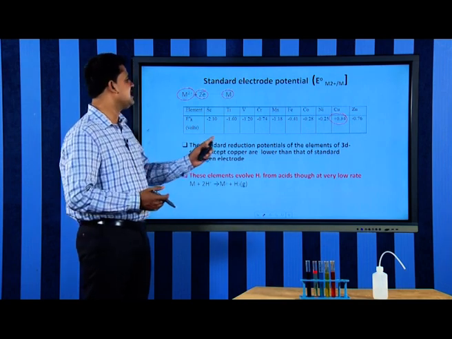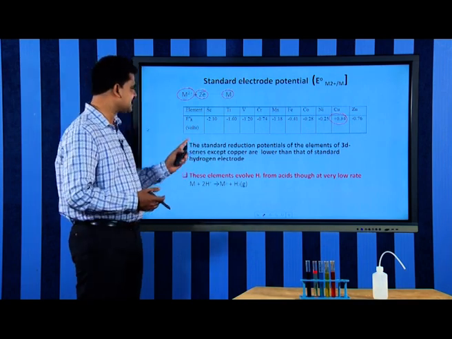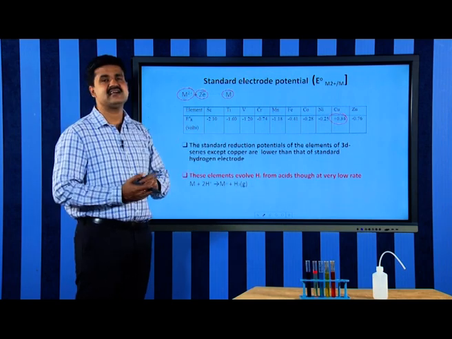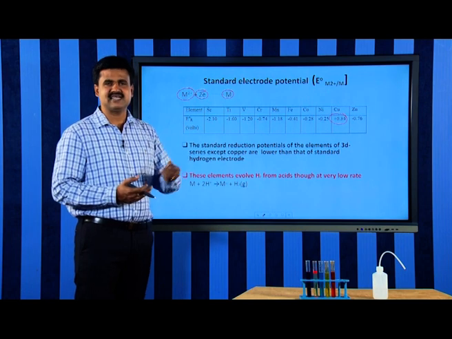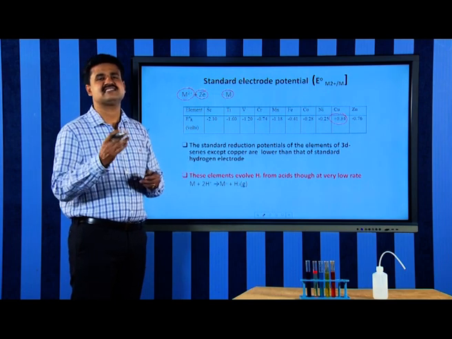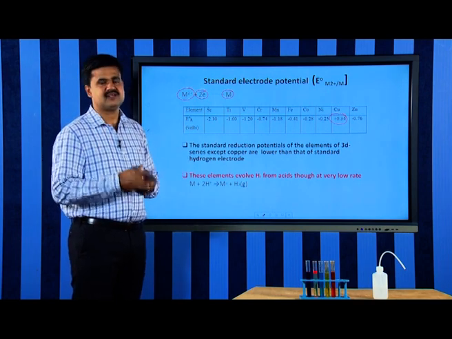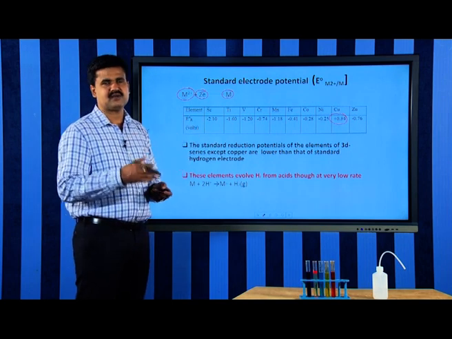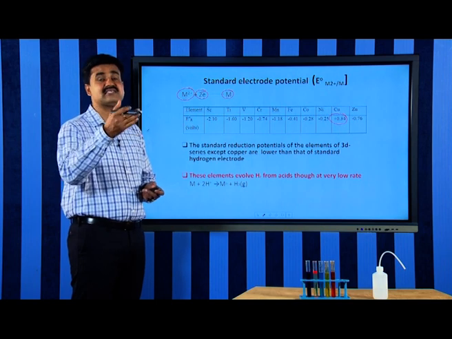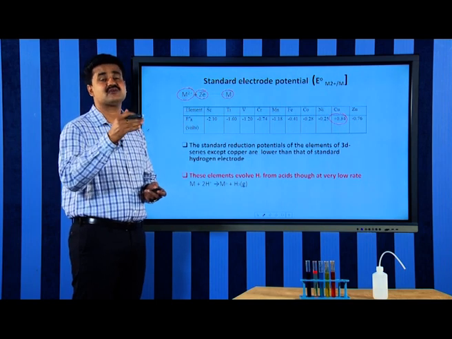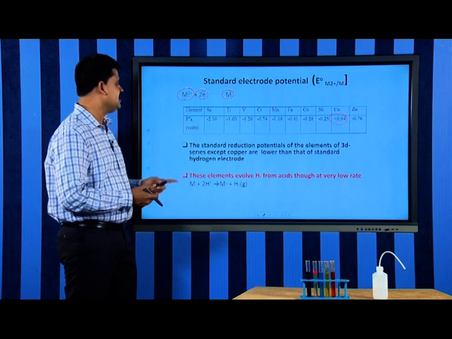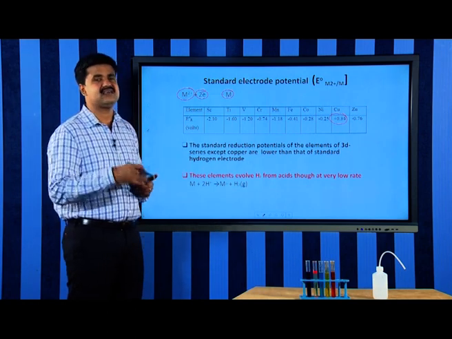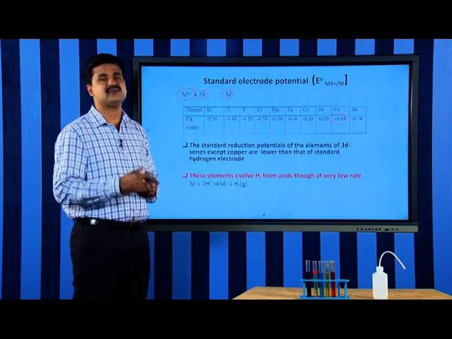Thus, the standard reduction potentials of the elements of the 3d series except copper are lower than that of the standard hydrogen electrode. For standard hydrogen, the reduction potential is taken as 0. So, these metals except copper have negative values, meaning less than the electrode potential of the standard hydrogen electrode. These elements except copper can liberate hydrogen gas from dilute acids.